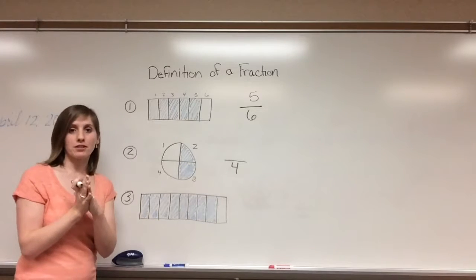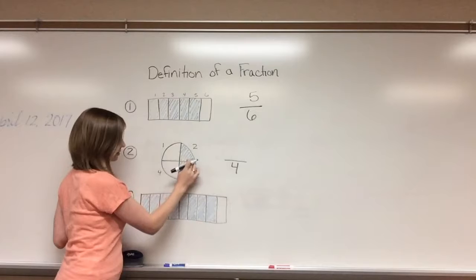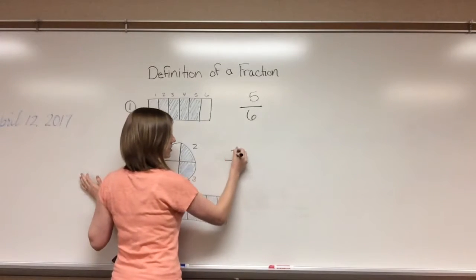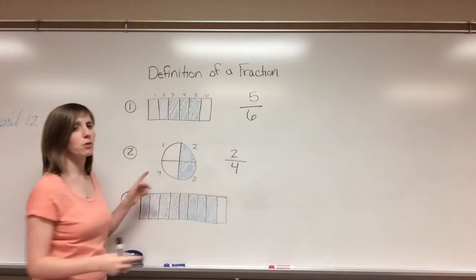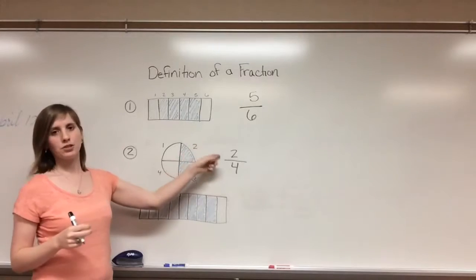Now we need to know the part, the shaded area. Well, I've got shaded area here. There's 1 shaded area. Here's 2 shaded areas. So that would be 2. Only 2 out of my 4 parts are shaded. So my fraction is 2/4.